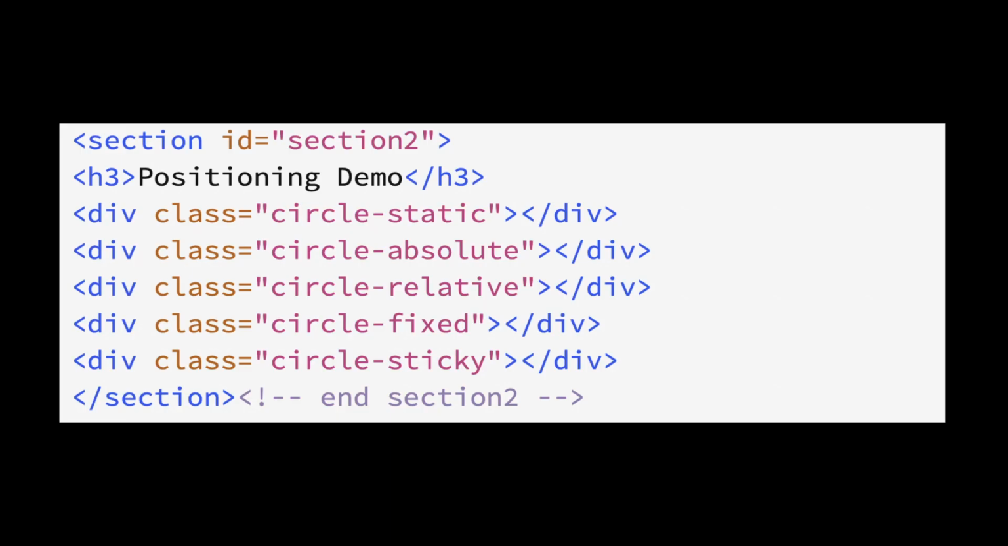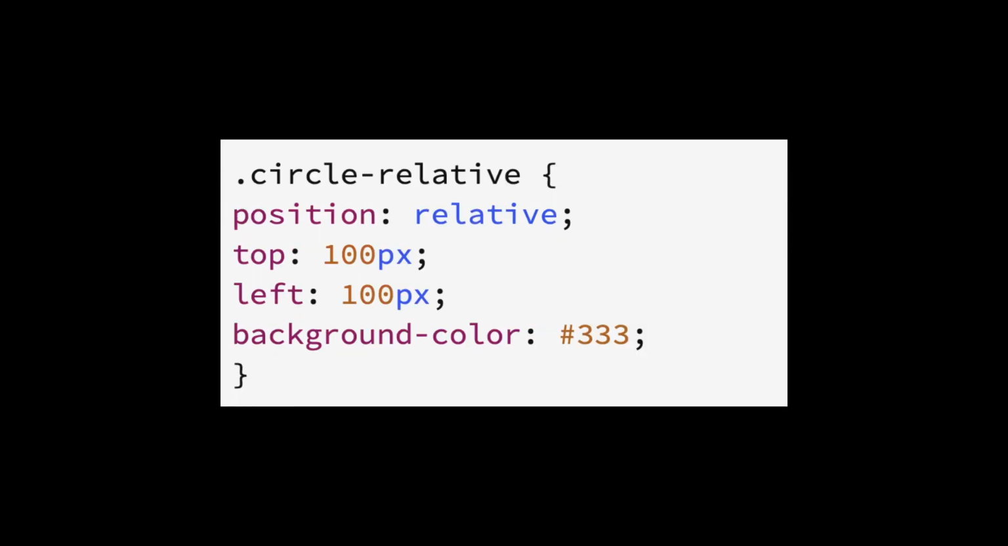Here is the HTML code again for section 2 in our demonstration. We see that it would be the third circle element. Here is the CSS. So in this example, we will look at a circle element with a dark gray color.